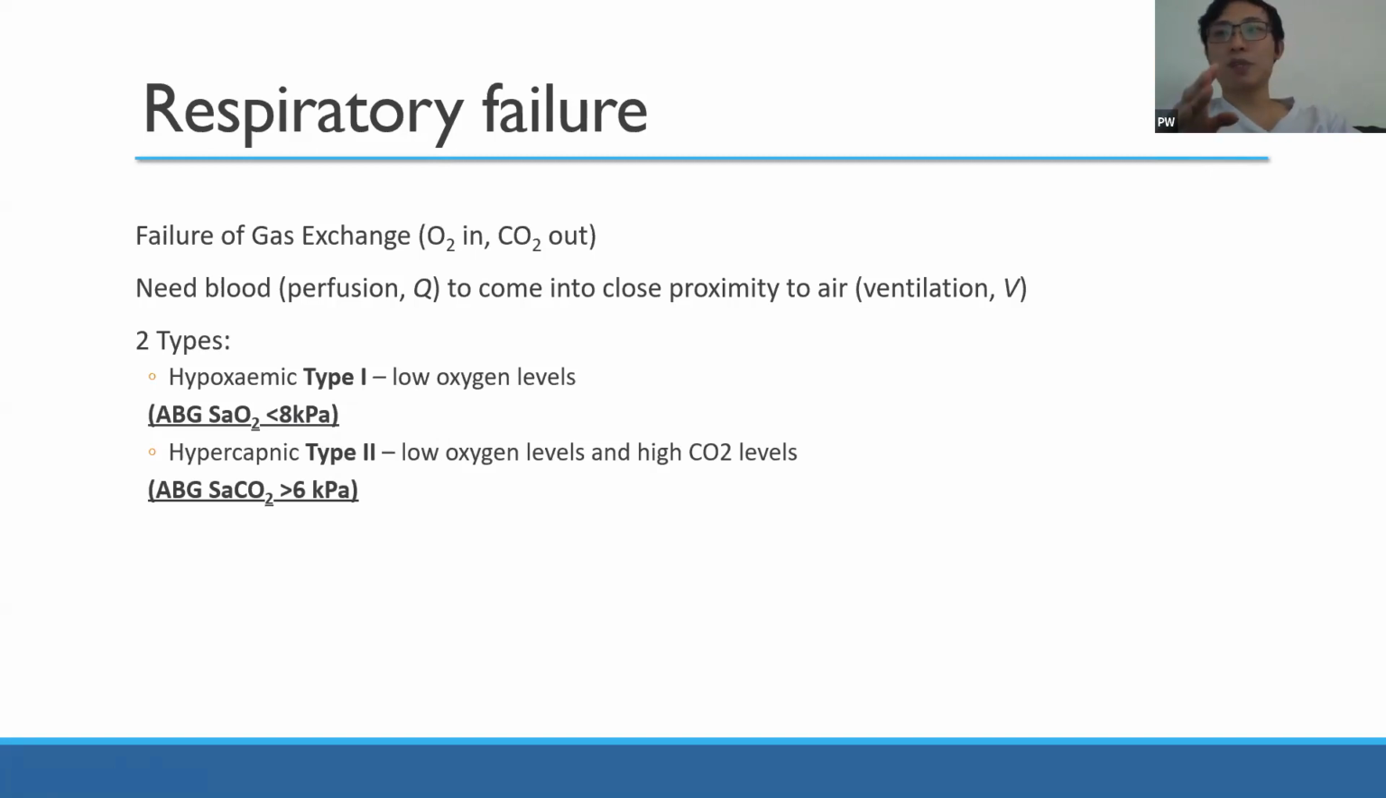Hypercapnic respiratory failure is type 2 respiratory failure. So you've got your oxygen levels less than 8, but you've also got high CO2 levels, i.e. the ABG CO2 is greater than 6. So once again, hypoxic is oxygen less than 8. Hypercapnic is CO2 greater than 6. Two big important numbers, absolutely critical for whatever you're going to be doing.